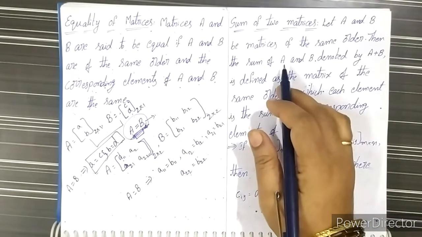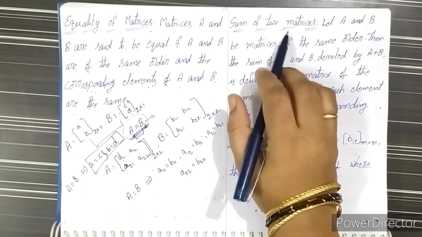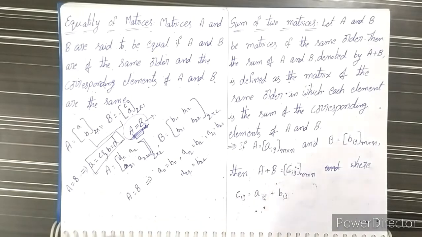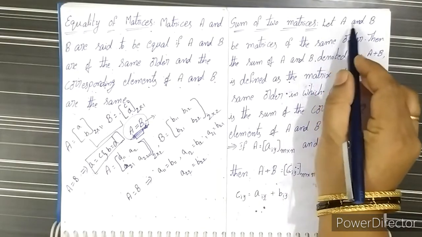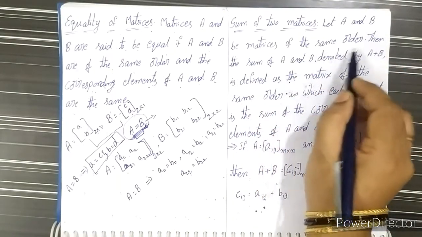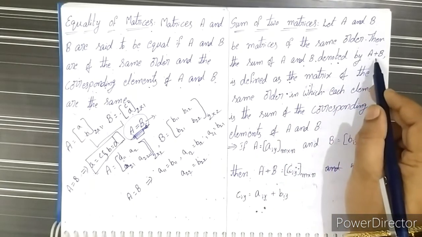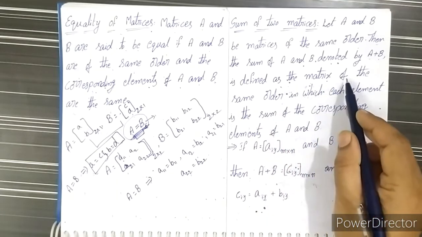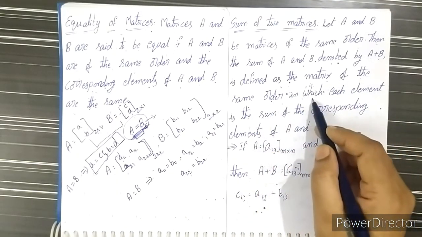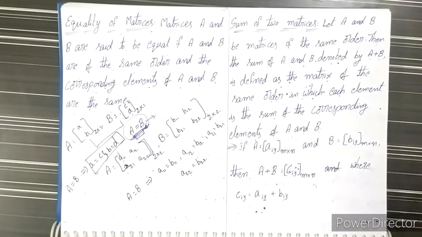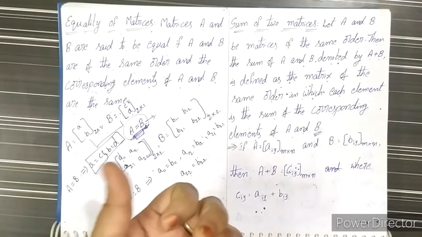Next, the other definition: sum of two matrices. How do we add or subtract any two matrices? Let A and B be matrices of the same order. Then the sum of A and B, denoted by A plus B, is defined as the matrix of the same order in which each element is the sum of the corresponding elements of A and B. Sum of matrices means addition of matrices.